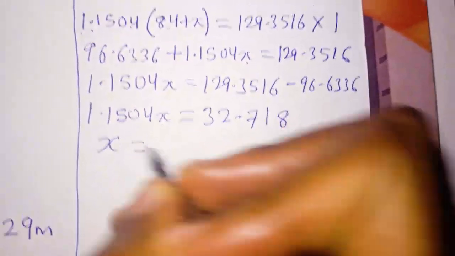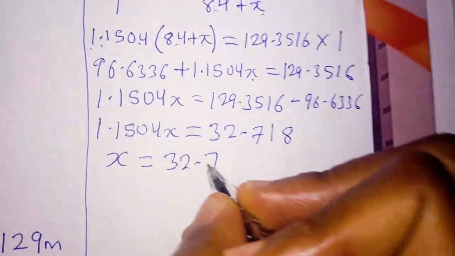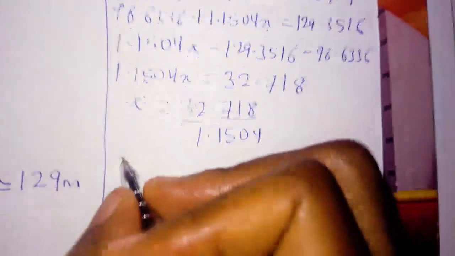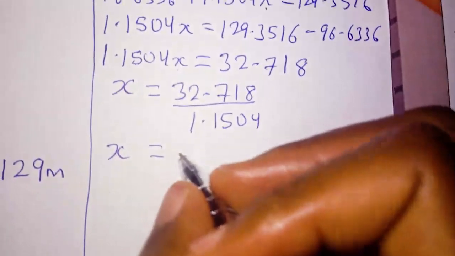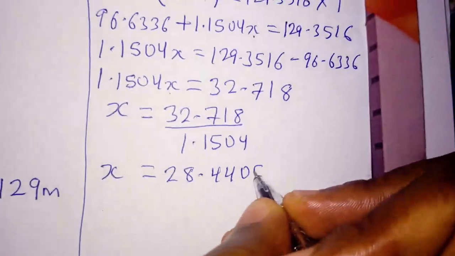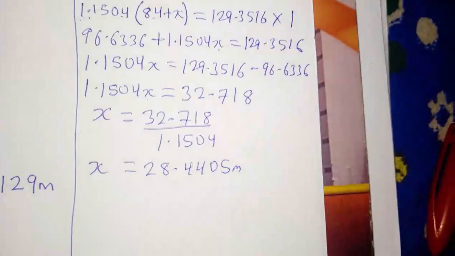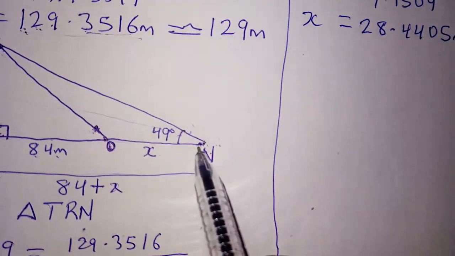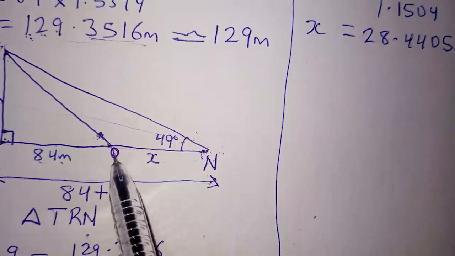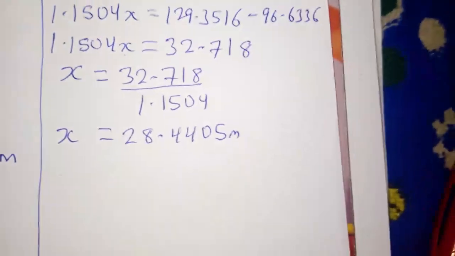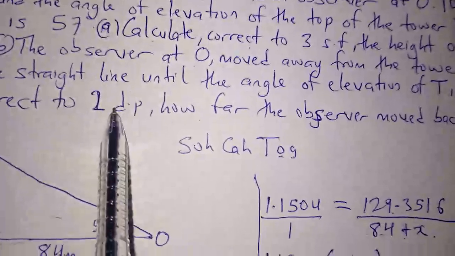Then make X the subject. X is going to be equal to 32.718 divided by 1.1504, and X is going to be 28.4405 meters from the answer I have on my calculator. So I have X, which is the distance ON. That's how far the observer moved backward. So X is now 28.4405. It means the observer moved backward by this distance. But don't forget, we still have an approximation. Correct to 2 decimal places.